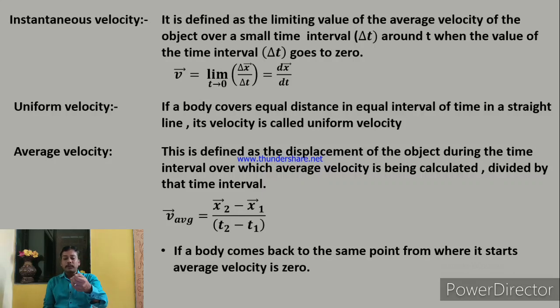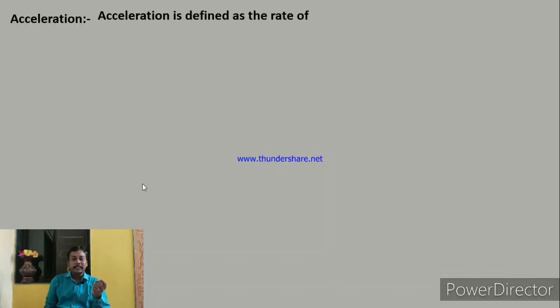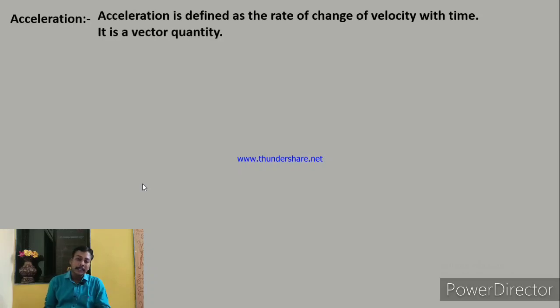So if during motion a body returns to its original position or initial point, then the average velocity becomes 0. Next, after velocity, there is acceleration. Acceleration is defined as the rate of change of velocity with respect to time. It is again a vector quantity, and acceleration is velocity upon time.